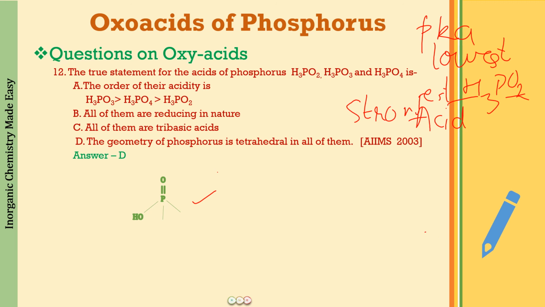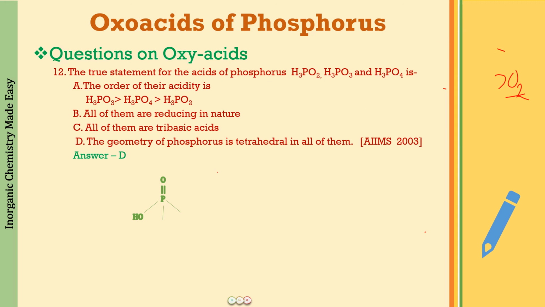Otherwise, what you would have thought was that H3PO4 furnishes 3 H ions, H3PO3 furnishes 2 ions, and in H3PO2 only one H ion is being furnished. So you would have thought that H3PO4 is a stronger acid, but this is not correct. The strongest acid is going to be H3PO2. So please do remember this. Okay, so this is very important. It has not come in the question till now, but I just wanted you to remember this very important thing.